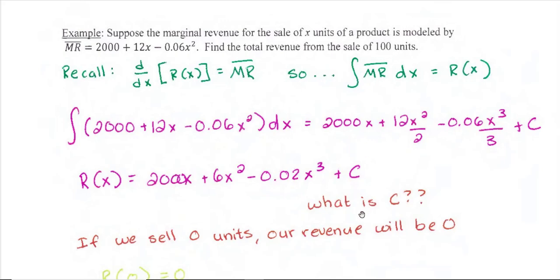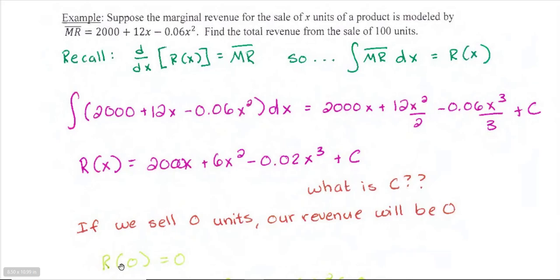But I want to know the total revenue for 100 units. Well, what is c? So we're going to have to figure out what c is first. Think about what revenue is. Revenue is the amount of money you take in from the sale of your product. If you don't sell any units, then how much revenue do you make? Nothing. So if we sell 0 units, our revenue will be 0. So our revenue function at 0 is 0.